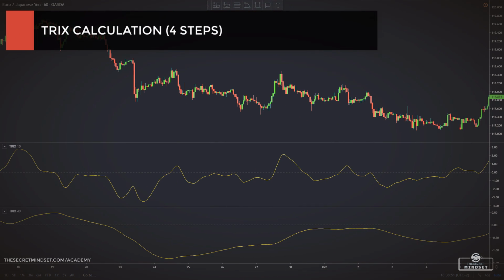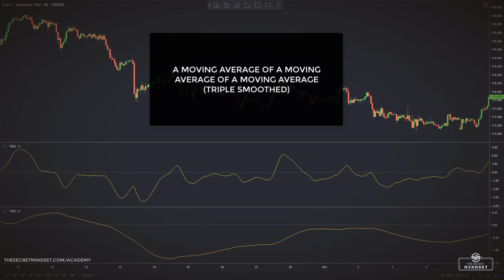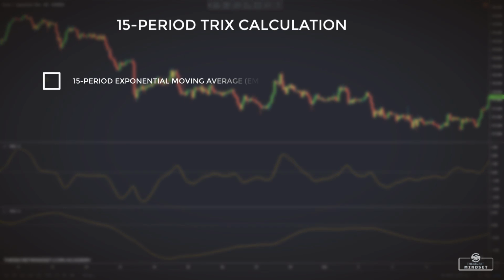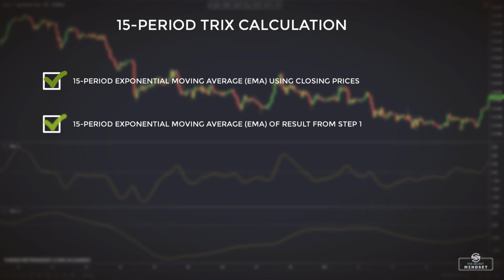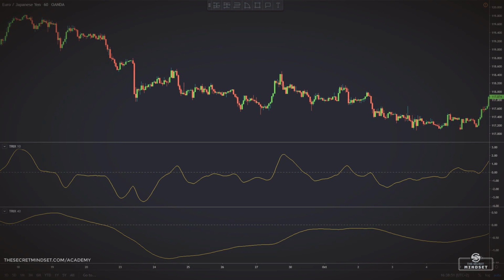It's a 4-step process to calculate the Trix. The indicator is triple smoothed, which means that we are talking about a moving average of a moving average of a moving average. We have the 50-period exponential moving average using closing prices. Then we have the 15-period EMA of the result from step 1, the 15-period EMA of the result from step 2, and then the 1-period percent change of step 3. Step 4 is the Trix, which will fluctuate from period to period.